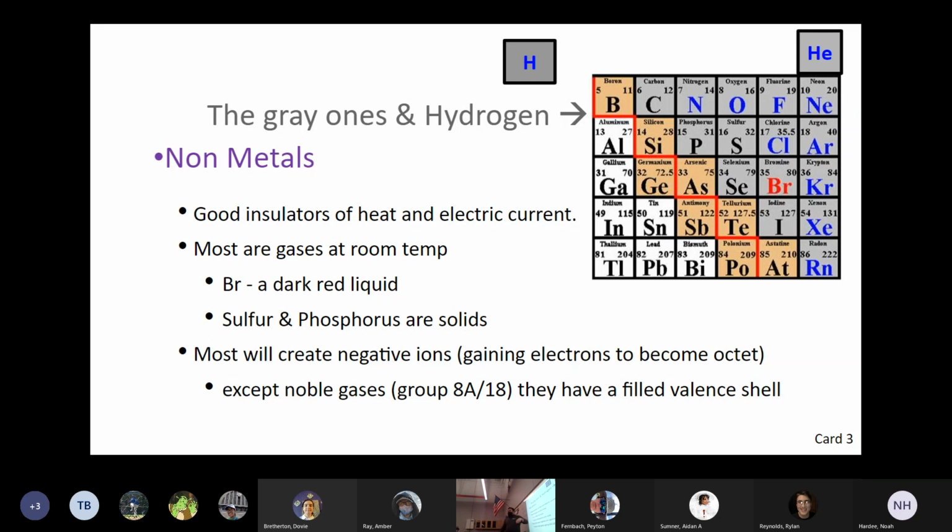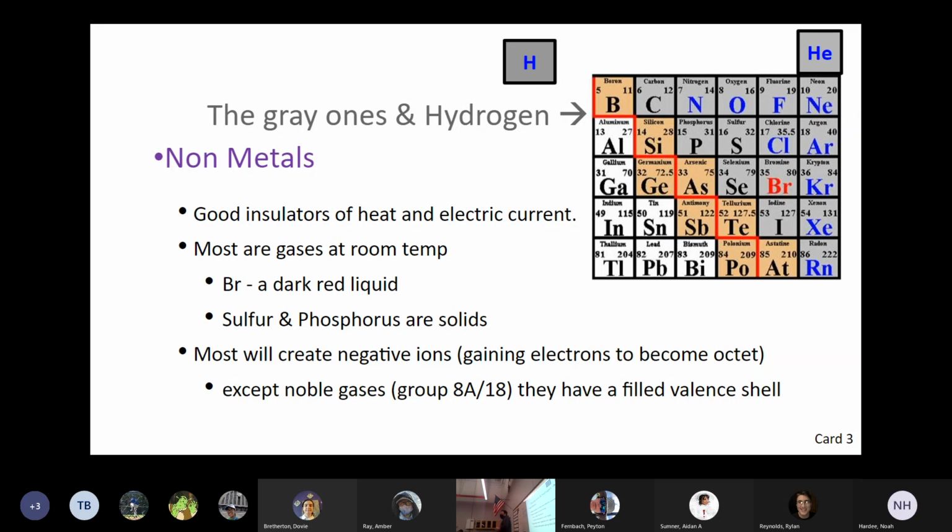All right. Most are gases at room temperature. The gases are blue on this picture. Some of them are liquid. Bromine is a liquid at room temperature on there. Sulfur, phosphorus, and carbon are all solids, so they are black on that picture.